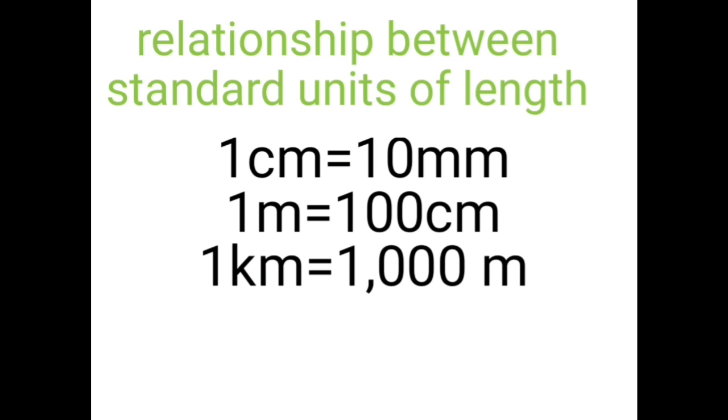The last relationship between standard units of length is 1 kilometer is equal to 1000 meter. This means when you want to convert kilometer to meter, you have to multiply the number by 1000.